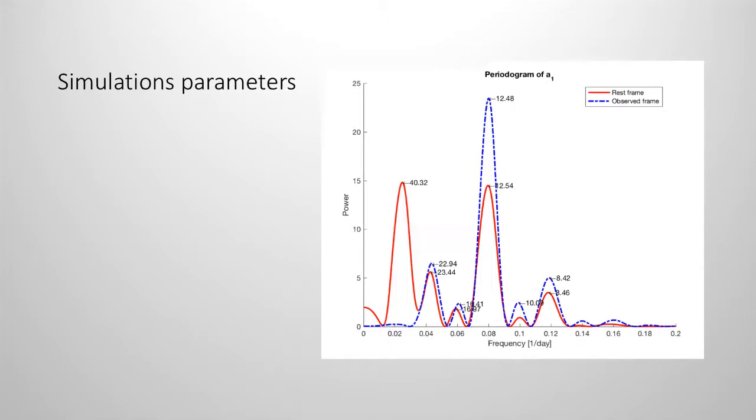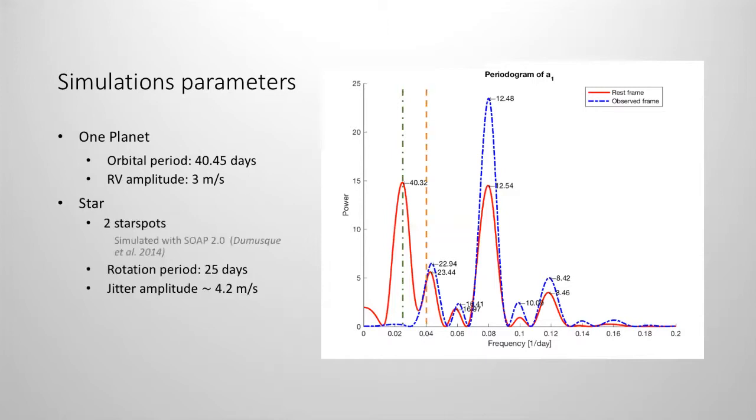Okay. In fact, I input one planet in the system with an orbital period of 40.45 days, that is right here, because the red curve is what we are observing in the rest frame. Any feature showing in the red could be stellar jitter, or it could be a planet. The blue curve here is simply the jitter. So the difference between the red and the blue would mean the presence of a planet.